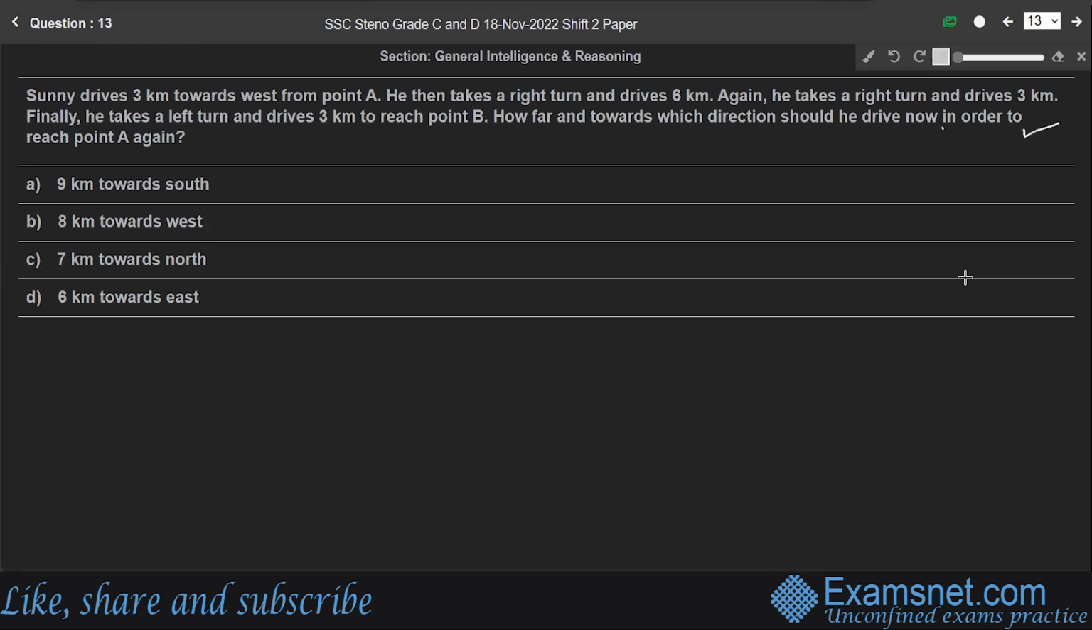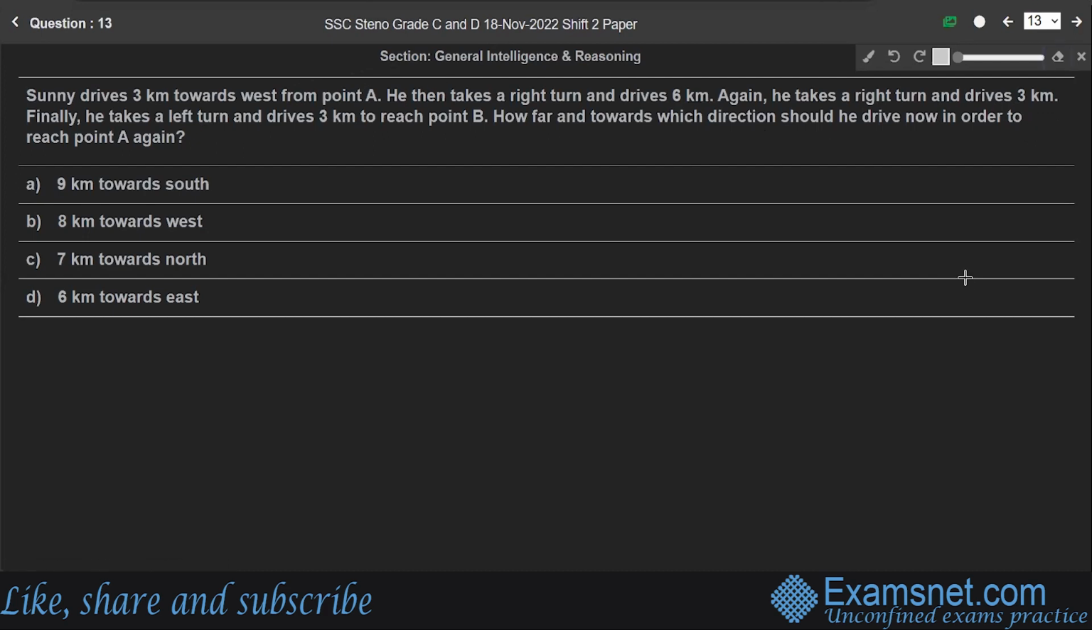Question number 13. Sunny drives 3 km towards west from point A. He then takes a right turn and drives 6 km. Again, he takes a right turn and drives 3 km. Finally, he takes a left turn and drives 3 km to reach point B. How far and towards which direction should he drive now in order to reach point A again?